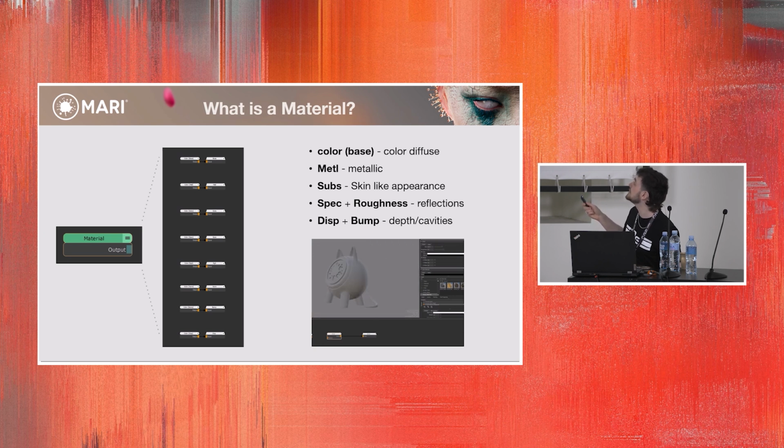And then you have more niche channels like subsurface scattering, which is more for things like skin and wax, and then specular and roughness. If you have something that's just shiny, you can do it with those channels. And then displacement and bumps, for depth and cavity. If you have scratches or anything which has volume, you can do it through those channels.